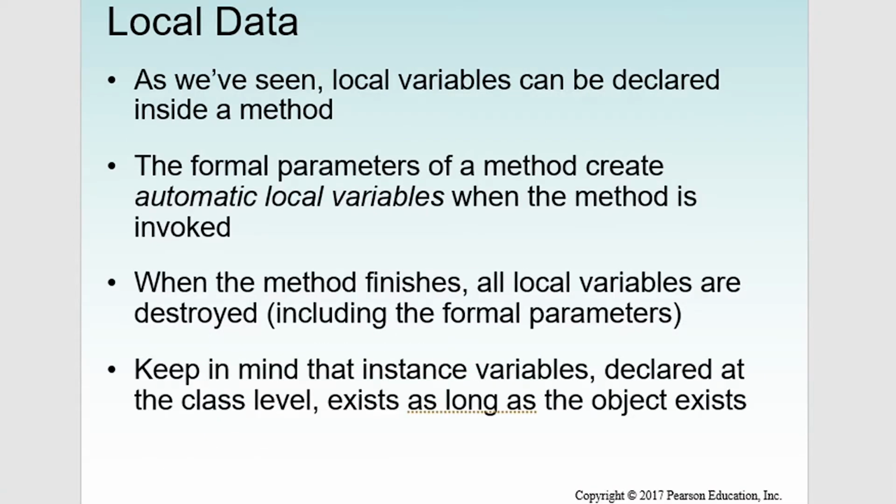Local data. As we've seen, local variables can be declared inside a method. The formal parameters of a method create automatic local variables when the method is invoked. When the method finishes, all local variables are destroyed, including the formal parameters. Keep in mind that instance variables declared at the class level exist as long as the object exists. So whenever we instantiate a class, that object in memory is going to retain its instance data as long as you have a valid reference to that object in memory. Once you lose that reference, the garbage collector is going to come through and release that object from memory so that memory spot can be used for something else.